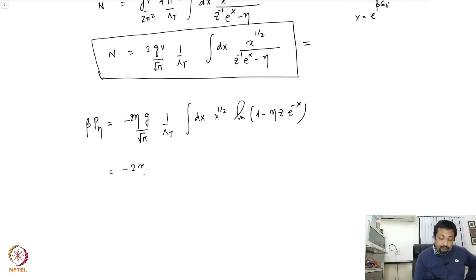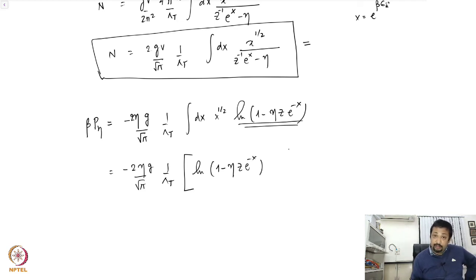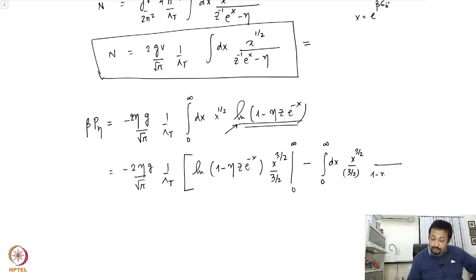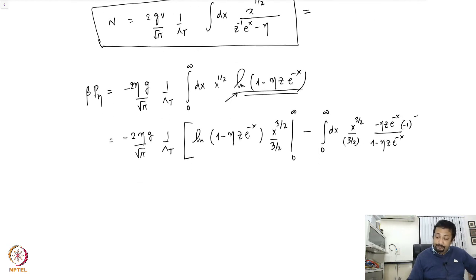And now I can integrate by parts, so that the first term, I will take this as the first function. I have ln of 1 minus eta z e to the power minus x, and the integral of x to the power half is x to the power 3 by 2 divided by 3 by 2, from 0 to infinity, minus the integral from 0 to infinity of d of x, x to the power 3 by 2 over 3 by 2, times the derivative of this function with respect to x, which gives you eta z e to the power minus x. Then you have minus eta z e to the power minus x and a minus 1 because it's d/dx of minus x. Close the bracket.